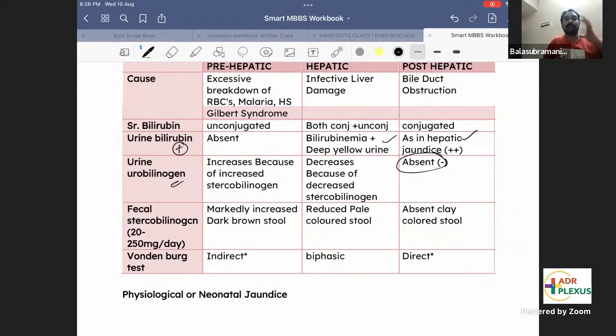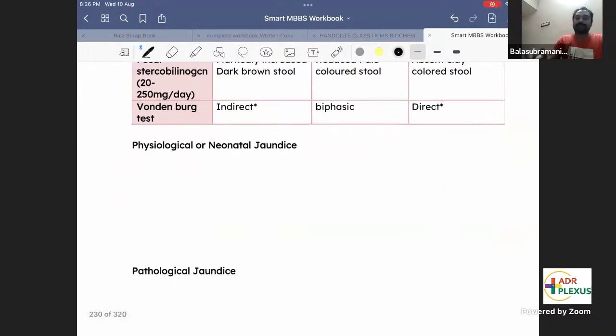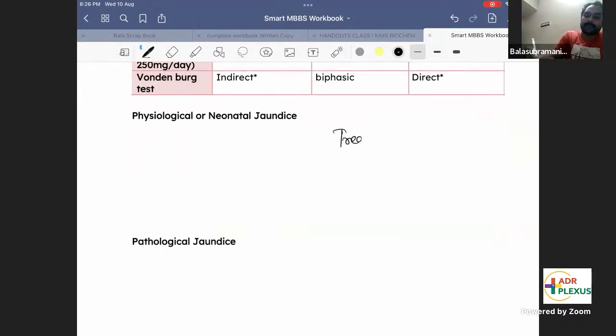Okay, so this is all for adults presenting with jaundice. So you're not doing this for the babies. I'm telling you about acquired jaundice. When it happens in the babies, you classify that as physiological or pathological and deal with it. Okay, so now what is the treatment of jaundice?